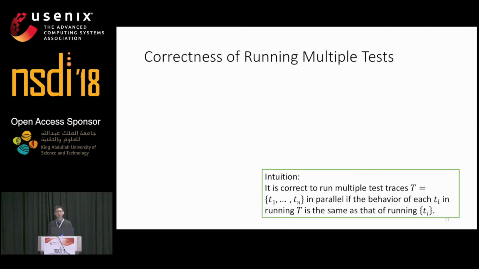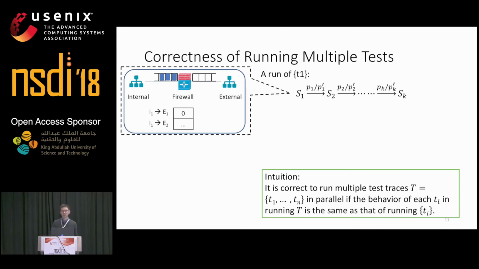So why is this important? Well, based on this modeling, we can propose a notion of correctness. At the very high level, the intuition is that we want to make sure that if we run a set of test traces, such as T1 to Tn, then the behavior of each test trace is going to be exactly the same as if we were running the test trace alone in the network.